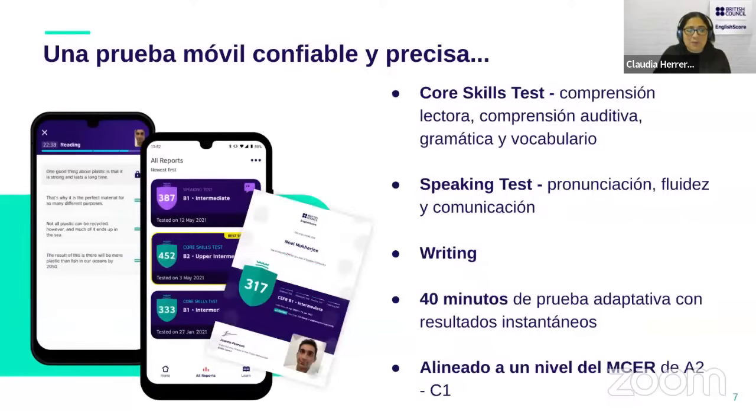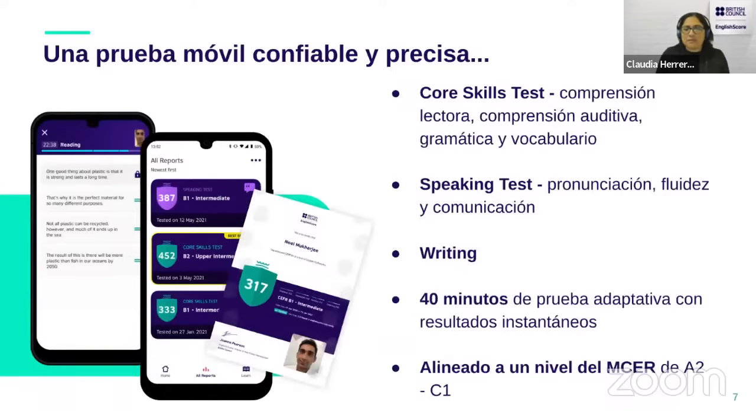Descargamos un aplicativo, rindo el examen de manera gratuita en mi teléfono celular y tenemos actualmente 3 certificaciones. La primera de ellas es Core Skills. Core Skills evalúa comprensión lectora, comprensión auditiva, gramática y también vocabulario. También tenemos un examen de Speaking que evalúa pronunciación, fluidez y comunicación. Y también tenemos un examen de Writing que evalúa nuestra capacidad de comunicarnos de manera escrita. Tomar cada una de las certificaciones nos va a tomar entre 30 a 40 minutos.